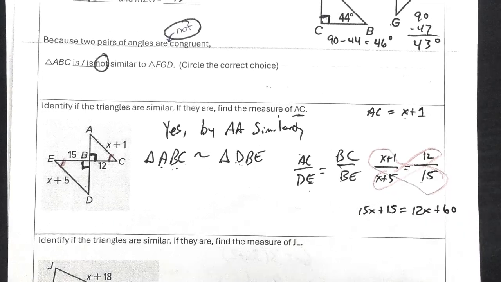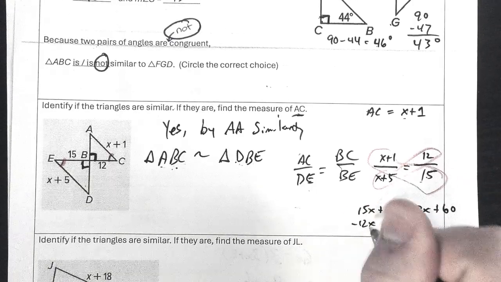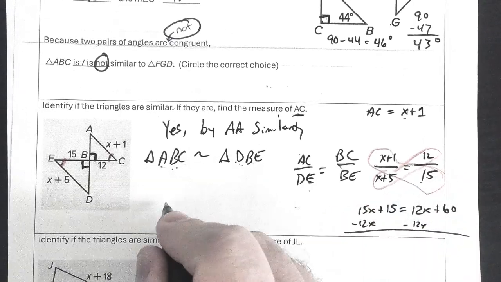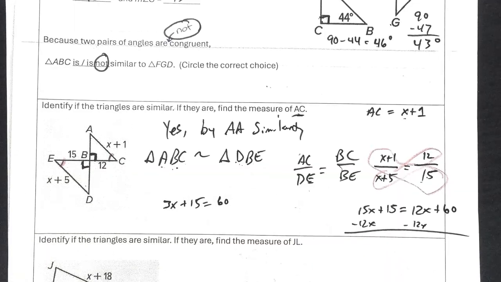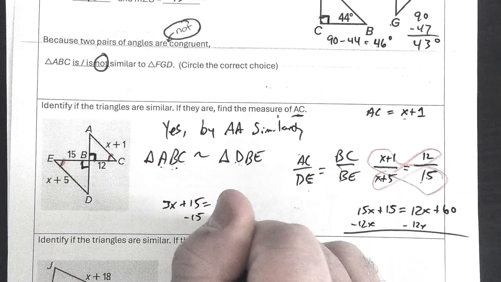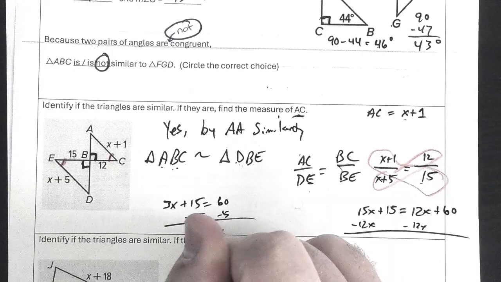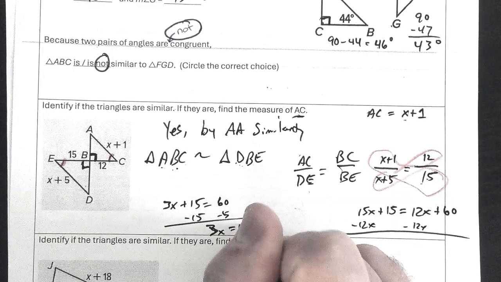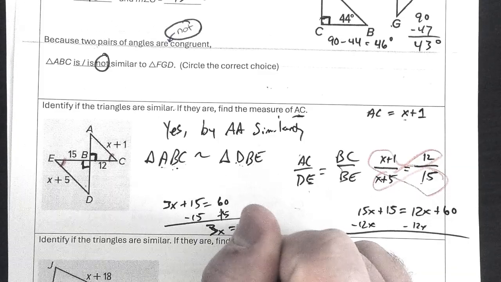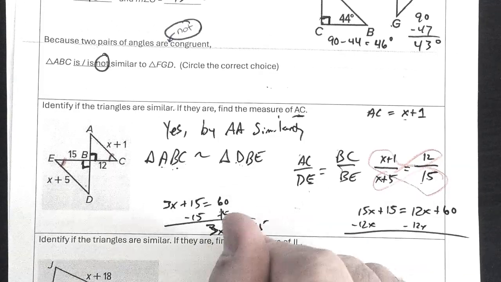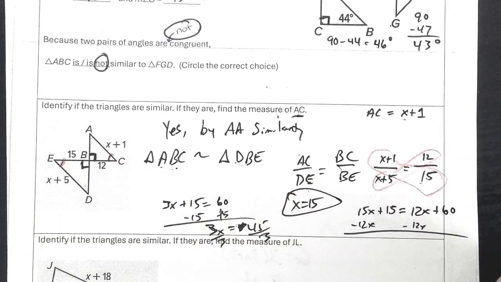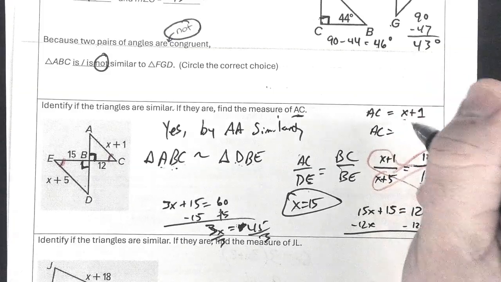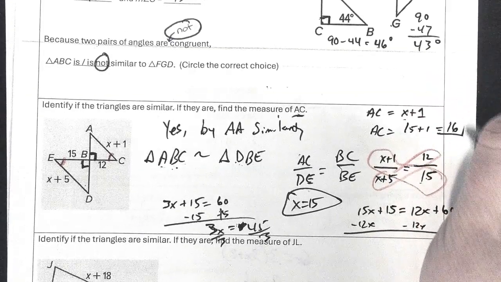So now we're going to solve from this point. So minus 12x, minus 12x. I'm going to move this over here. So 15x minus 12x is 3x, plus 15 equals 60. All right, now minus 15, minus 15. 3x equals 45, because that's 15. Yeah, oops, 45. 3x equals 45. Divide both sides by 3. So x equals 15. Now we need to plug that in up here because they wanted AC. So AC equals 15 plus 1, which is 16.